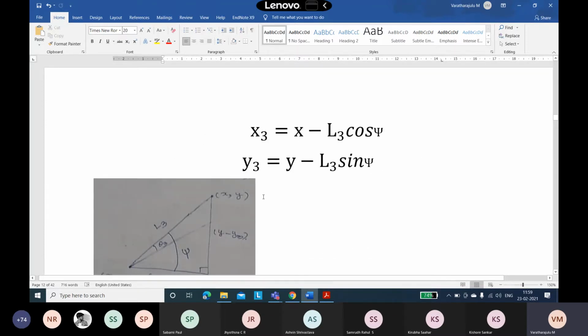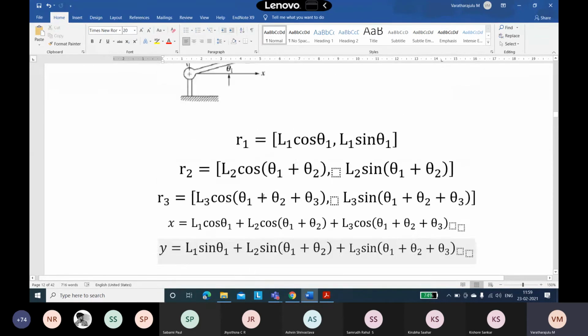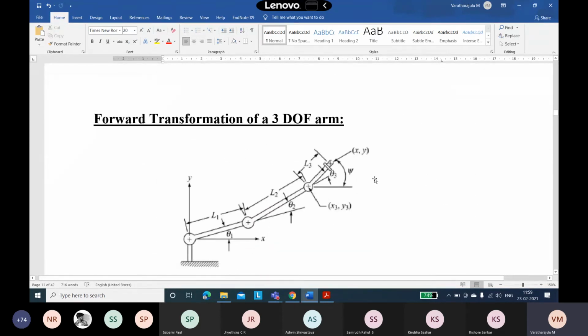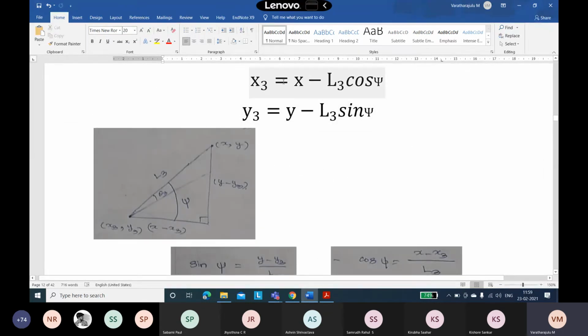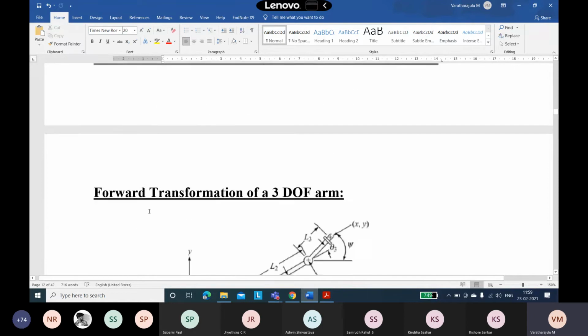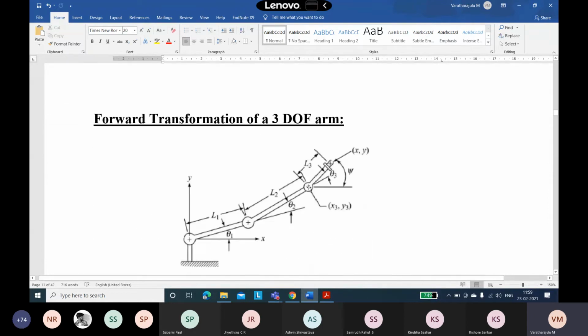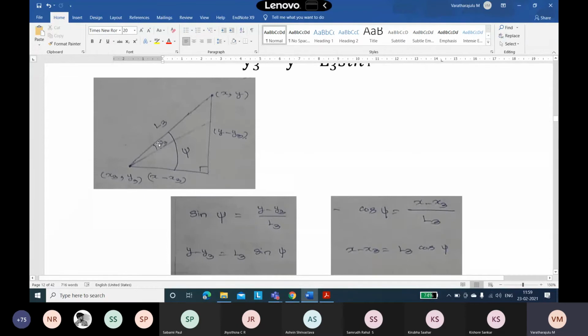And this is the relation between the newly introduced unknowns, theta 3 and psi, x3, y3 and x and y, and L3. Here I am making a larger triangle. This is x3 and y3, and this is our x and y. This is my larger triangle, this is my theta 3, and this is my psi from the x-axis, and the hypotenuse of this triangle is L3, that is link 3.